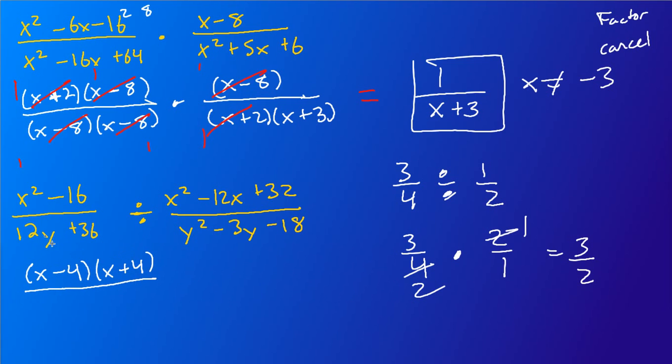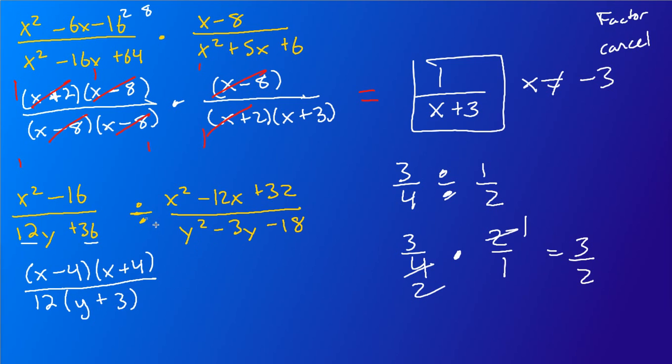Now this one has a y. I'm going to have to be careful here. And I look at the 12 and 36. 36 happens to be divisible by 12, which means I could factor out a 12. So I have y plus 3. I divided both of those by 12.